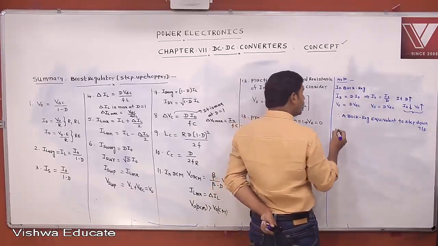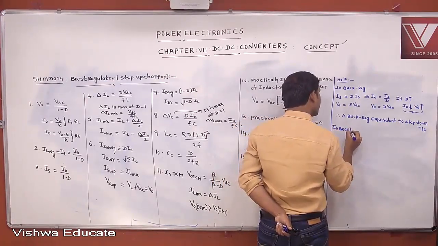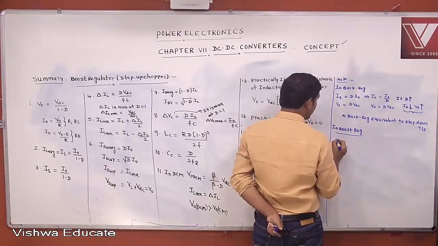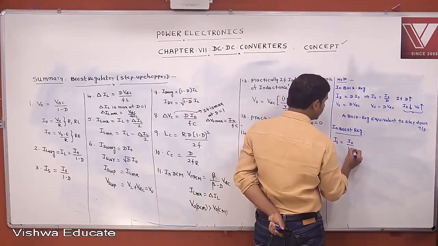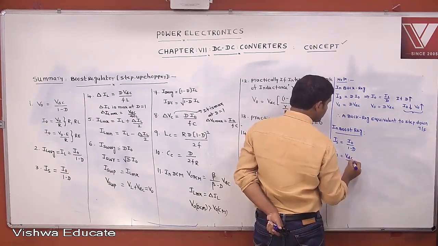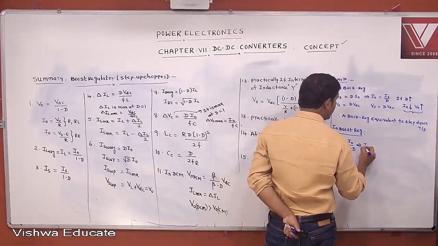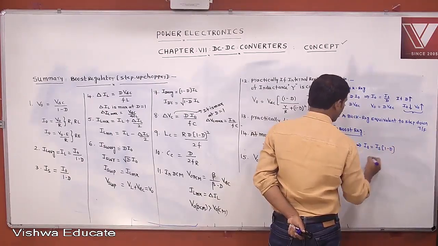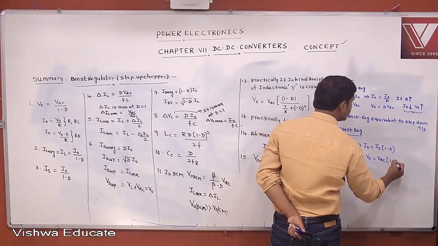Then what about the boost regulator, that is, the step up chopper? Is equals I naught by 1 minus d, and V naught equals VDC by 1 minus d. That is, I naught equals Is into 1 minus d, and V naught equals VDC by 1 minus d.